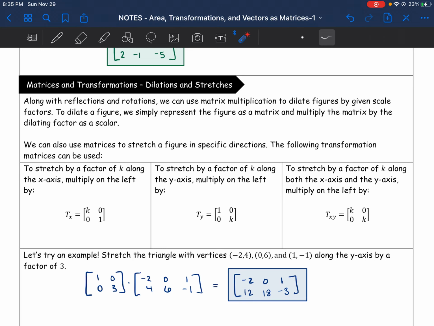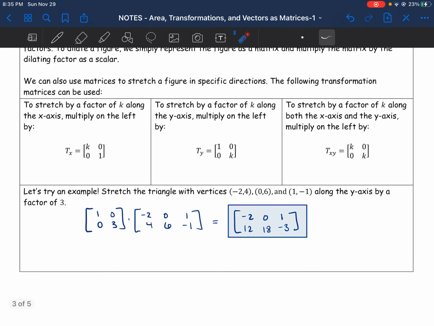If I want to stretch by a factor of k along the y-axis, I would use this transformation matrix. And let's say I wanted to stretch by a factor of k along both the x and the y-axis. Then I would use this transformation matrix right here. Well, let's see an example.